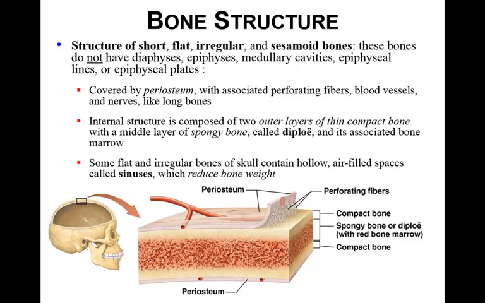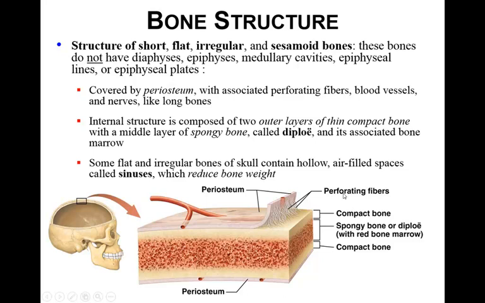Sometimes we call it diploe. There's also bone marrow there, so you basically have the two outer layers of thin compact bone, and then you have the middle layer of spongy bone. Some of the flat and irregular bones have sinuses. These are hollow air-filled spaces, and this is going to help reduce the bone weight.